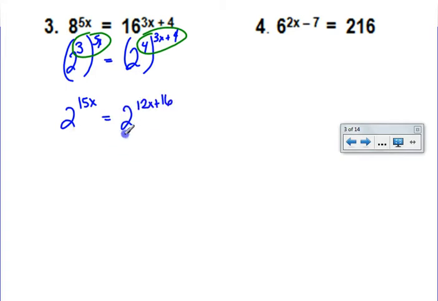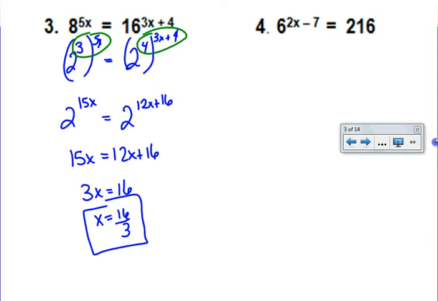Since now the bases are the same, we can equate the exponents. 15x equals 12x plus 16. I'm going to subtract the 12x. I feel like I messed up, but I think this is right. Divide by 3 on both sides, leave it as a fraction, 16/3.